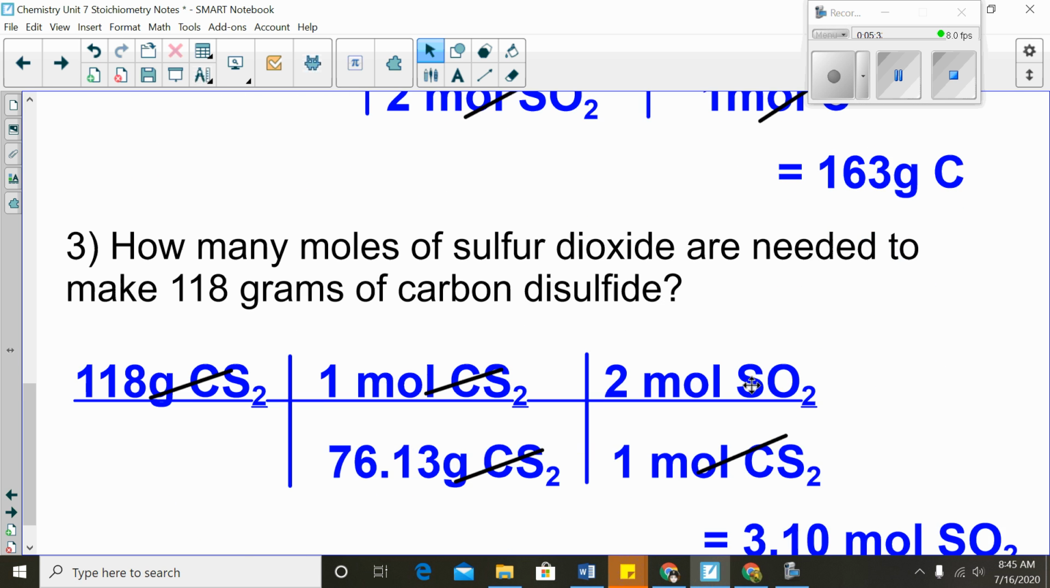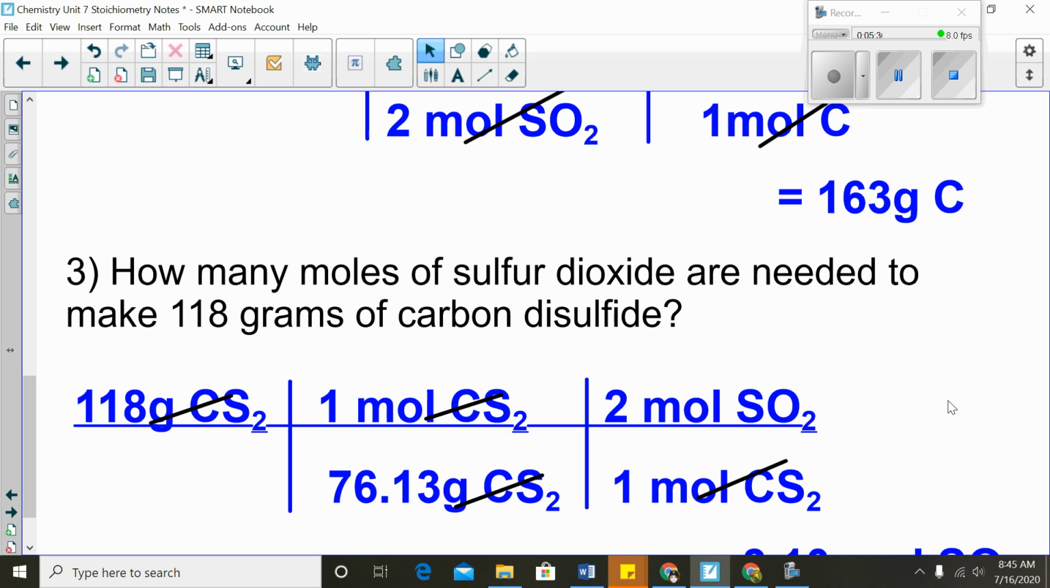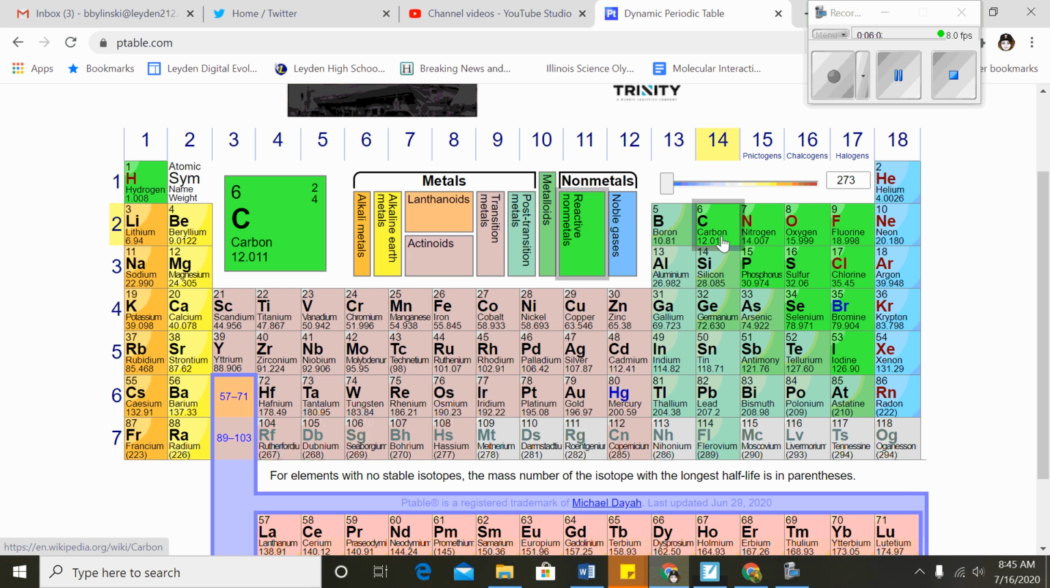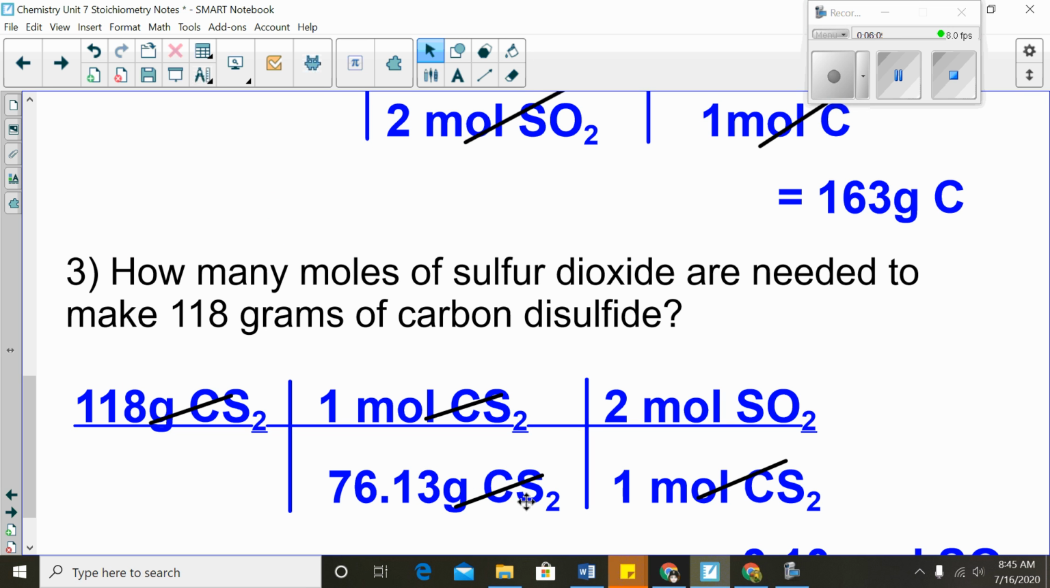So let's see how this works. You always start with what you were given, 118 grams of carbon disulfide. Now if you're starting with grams, the place to find grams to use in this type of stoichiometry is the periodic table, because that helps you get molar mass. So if you look, I have 76.13 grams of CS2 in 1 mole of CS2. Where did I get this from? If you look on the periodic table, you add 1 carbon and 2 sulfurs, and you will get 76.13 grams of CS2. That's molar mass, so it's comparable to 1 mole.